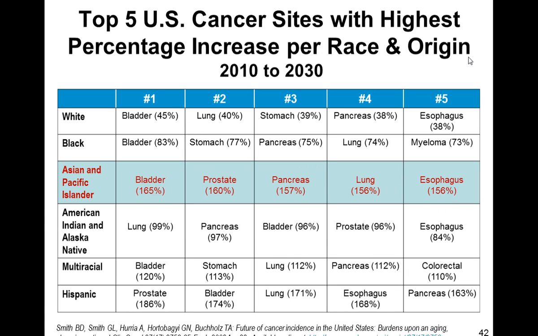And again, for the top U.S. cancer sites by race and origin, the projections are incredibly high for Asian and Pacific Islander communities for cancers such as bladder cancer, pancreatic cancer, and esophageal cancer. Pancreatic cancer cannot be detected early, and enrollment in clinical trials is very promising for people who have pancreatic cancer. So is that happening within Pacific Islander communities?